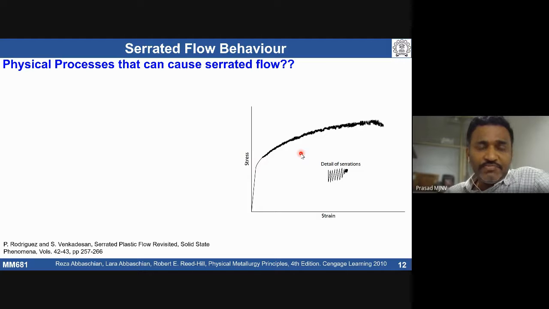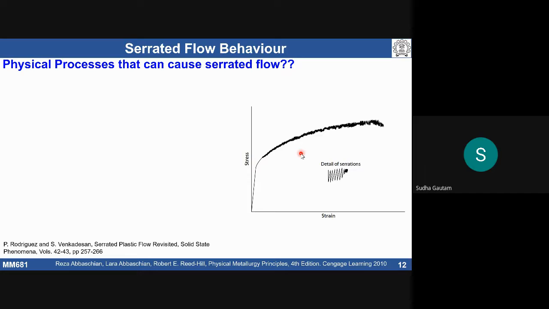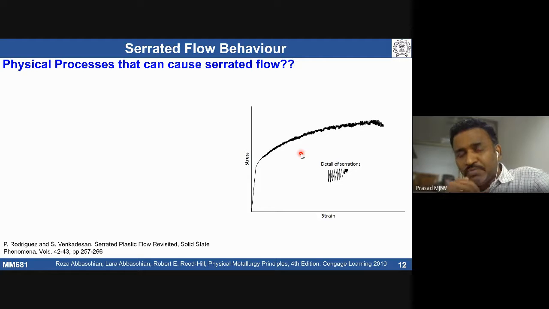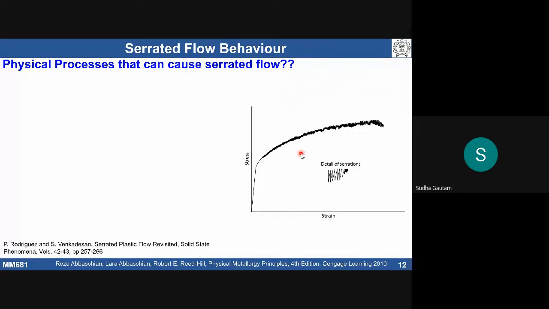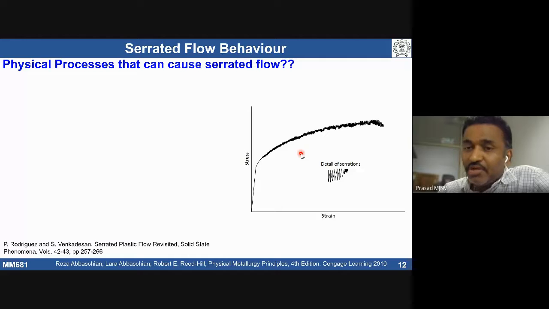Any idea which physical process can give serrated flow behavior? Sir, I don't know about stress and strain, but it occurs in the machining process of titanium alloys. Serrated chips get formed. Yeah, I'm talking about in the stress-strain curve.